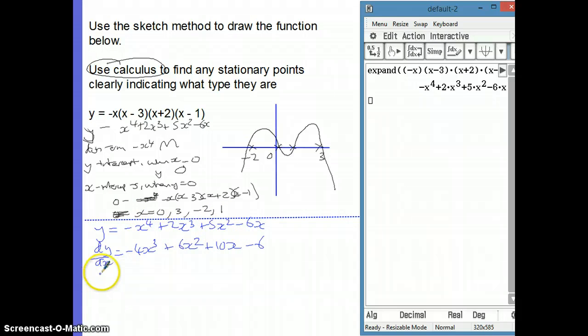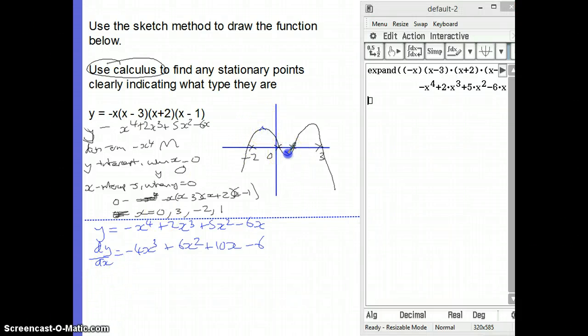Okay, now then, very important, we're trying to find the points here, here and here where the gradient is 0. There's no slope here, here and here. Those are the turning points. So we have to solve, or let dy by dx equal 0. And now this is key, and you must write this as part of your working. So 0 equals negative 4x cubed plus 6x squared plus 10x minus 6.